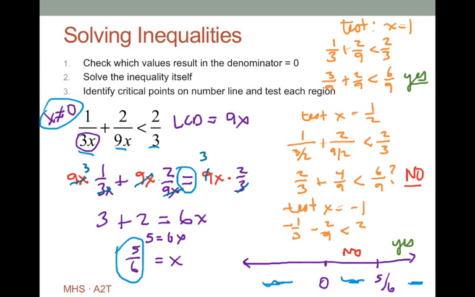-1/3 minus 2/9 equals 2/3. Is that true? It is true. So that region is true. So then we would finally color it in.